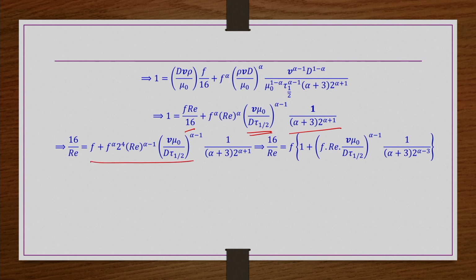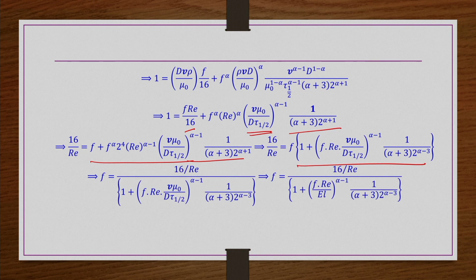In the next step, I am taking f common from the two terms on the right hand side, so then I have this expression. That is, f is equal to 16 by Re divided by this particular expression. Now here I can write d tau of divided by V mu naught as some dimensionless number, EL. So then this is what we have.